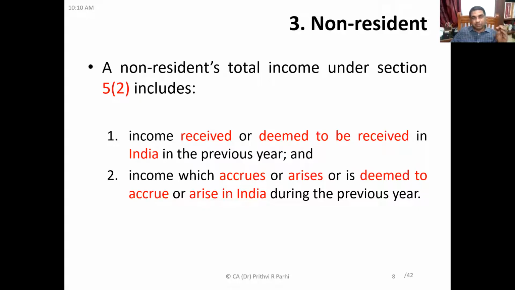His foreign incomes will not be included here. It doesn't matter where the business is controlled from and where the profession is set up, because its residential status is non-resident. Non-resident means only Indian income, if any, will be included. Foreign income will not be included.